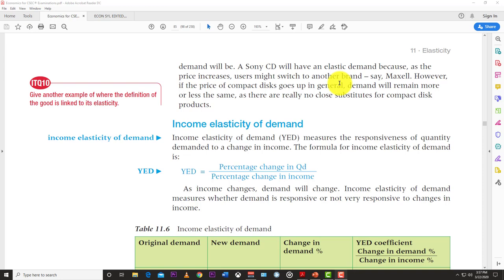However, if the price of compact discs in general goes up, well, maybe some of you youths might not know what a compact disc or a CD is. So let's use the next thing that is just out there. Let's say pens or pencils. Let's say you love your Pilot pen. If the price of Pilot pens goes up, you might just switch to a Bic or a Faber Castell or something like that. But if the price of pens goes up in general, demand will remain more or less the same, as there are really no close substitutes for a pen. So you must buy a pen either way. So that's what they're talking about there.